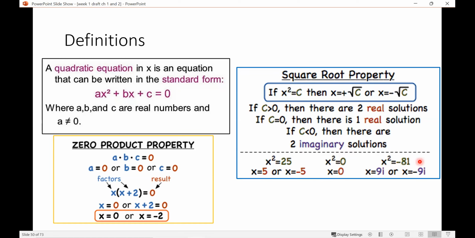But x squared could equal a negative number. And if something squared is equal to a negative number, we know there's no real numbers that when squared are going to give us a negative number. So that makes it an imaginary number. So you square root both sides of this equation, and the square root of negative 81 has the square root of negative 1 as one of the factors. And so we use i to represent the square root of negative 1. The square root of 81 is 9, so plus or minus 9, and then this i is that square root of negative 1, the imaginary part. Okay.